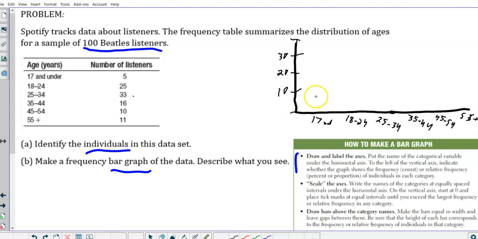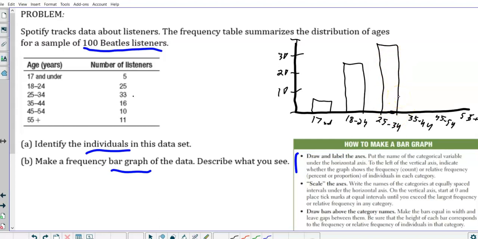So 17 under is 5. So maybe something like this, roughly. That's 5. 25 for these guys. So all the way up to there-ish. Next one is 33, so go way up above the 30 there. 35 through 44, and these are supposed to be the same width.